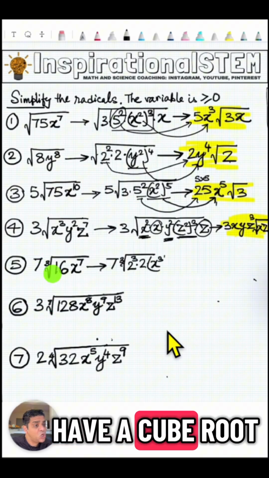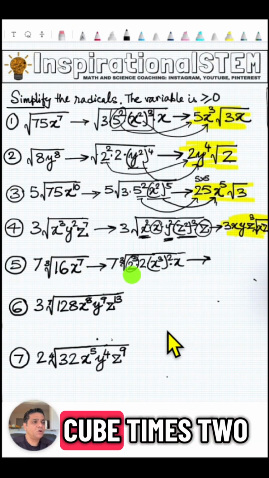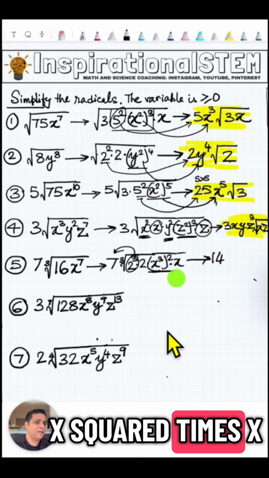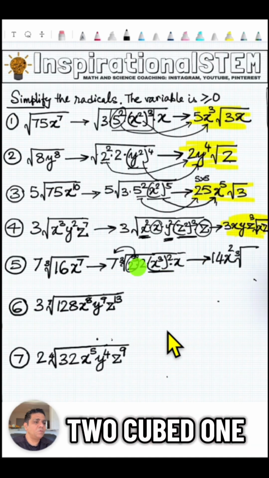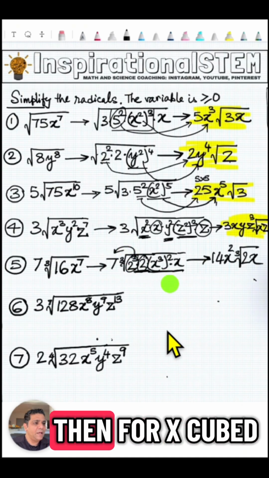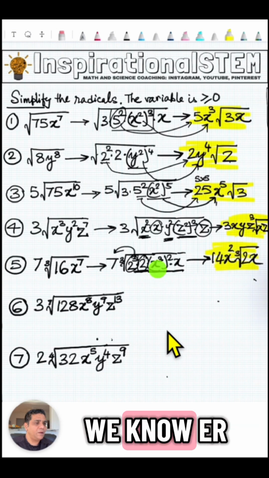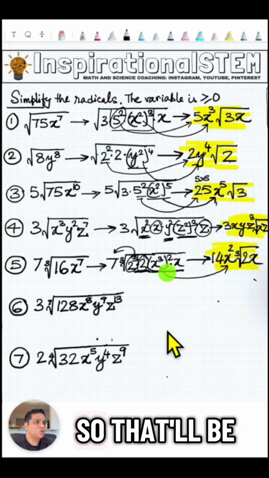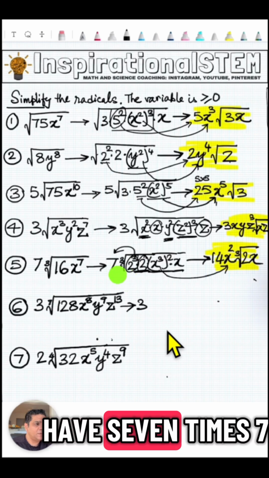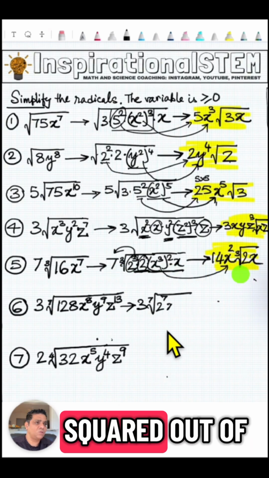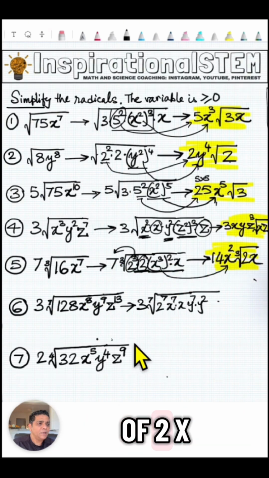And now we have a cube root, so we can write in cubes. 2 cubed times 2, x cubed times x squared times x. Now you see 2 cubed, the 2 is going to come out. And for x cubed, we know the cube root of x cubed is x, so that'll be x squared out of the radical. So now we have 7 times 2, which is 14x squared out of the radical, and the cube root of 2x.